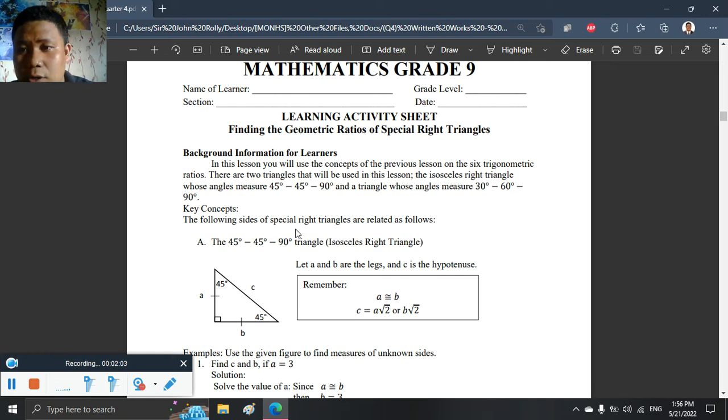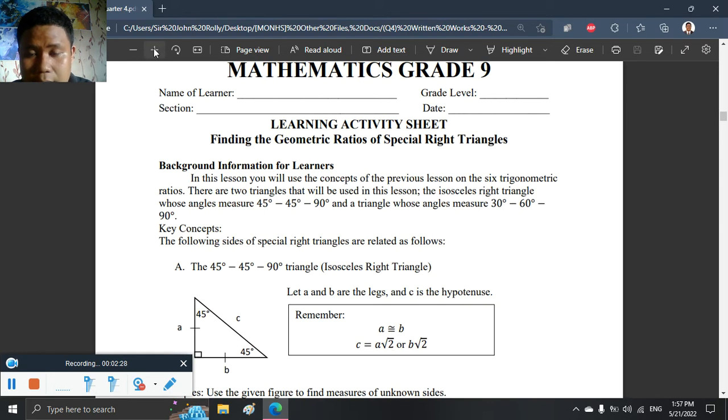And a triangle whose angles measure 30 degrees, 60 degrees, 90 degrees, or 30, 60, 90. So, usa pa siya ka klase sa triangle, aside from 45, 45, 90. Ang 30, 60, 90. Key concepts.